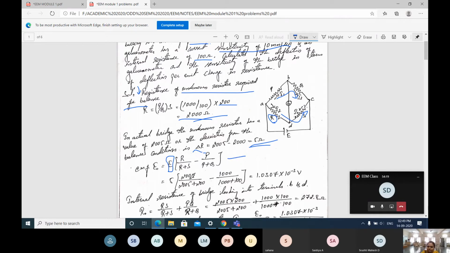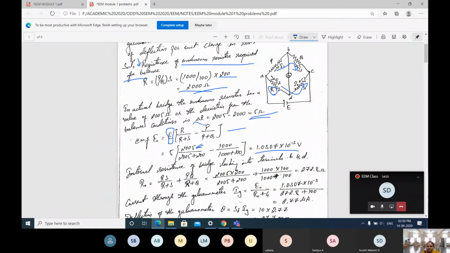For R, what do you have to take? Here you have to take 2005. Then 2005 plus 200, minus P which is 1000 divided by 1000 plus 100. Don't get confused about which one you have to take. Just observe: the balanced condition is for finding R, but when you find the total EMF, you have to take the given value. Don't get confused here. Then solve this. What do you get? You get 1.0307 into 10 raised to minus 3.